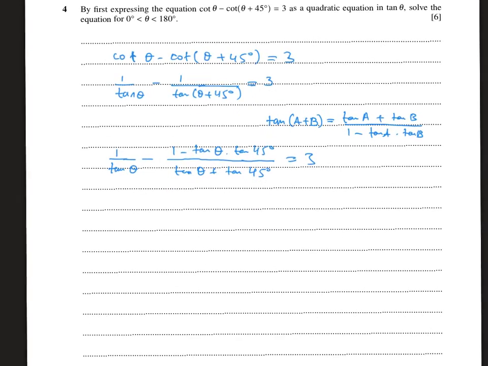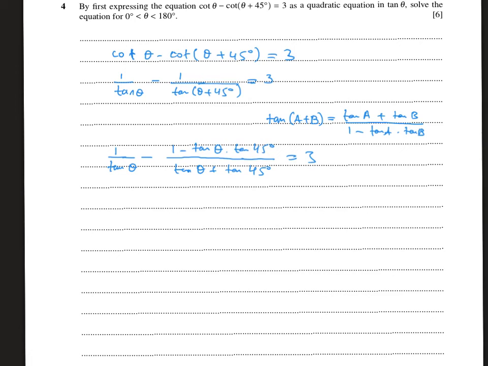So we know tangent 45 equals 1 because tangent 45 is sine 45 over cos 45, so it will give you the value as 1. So 1 over tangent theta minus (1 minus tan theta) over (tan theta plus 1), because tangent 45 equals 1. Okay, so now we have this expression. We have to simplify this further.